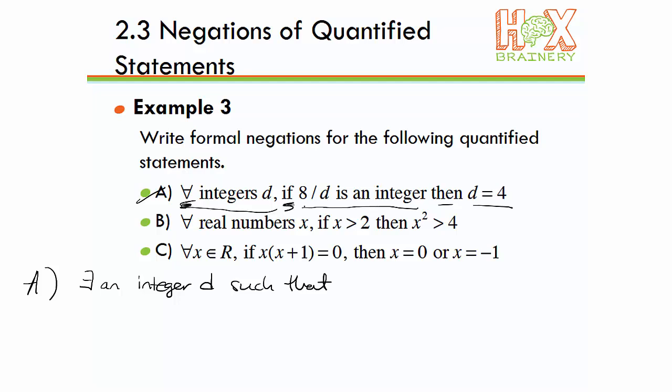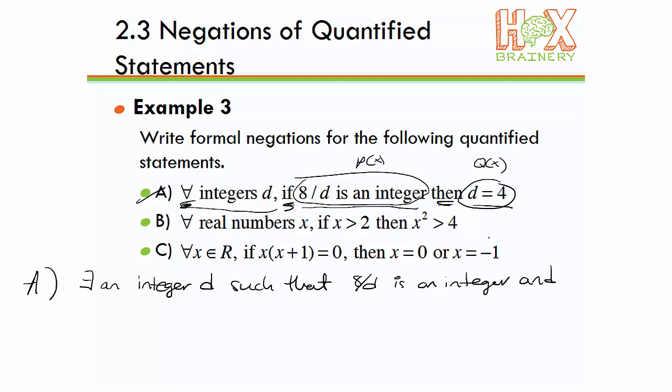And then this conditional if-then, if this is like the p of x here, and this is your q of x, then we're going to have our p of x, 8 divided by d is an integer, and not q of x. So d does not equal 4. So we're changing that if-then, that conditional, into the conjunction of p and not q.